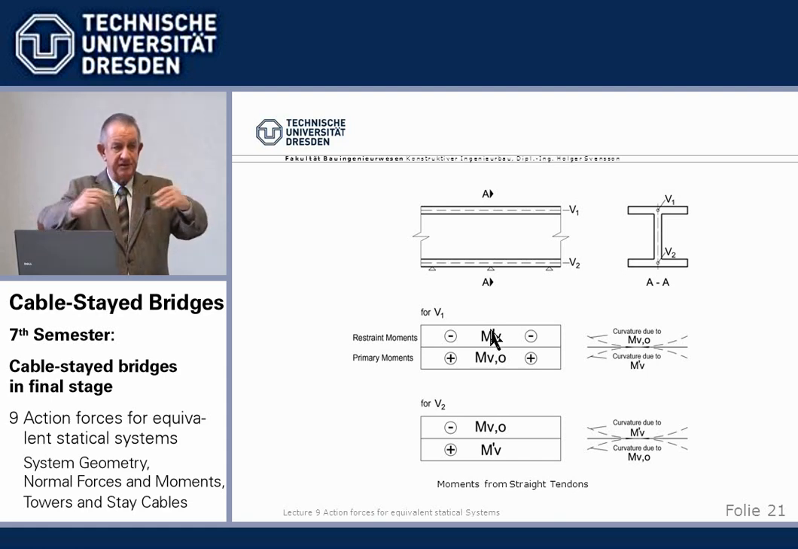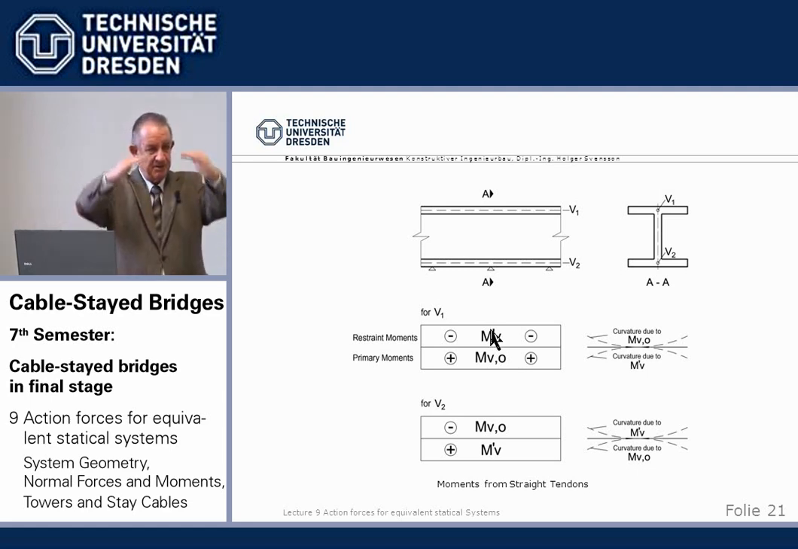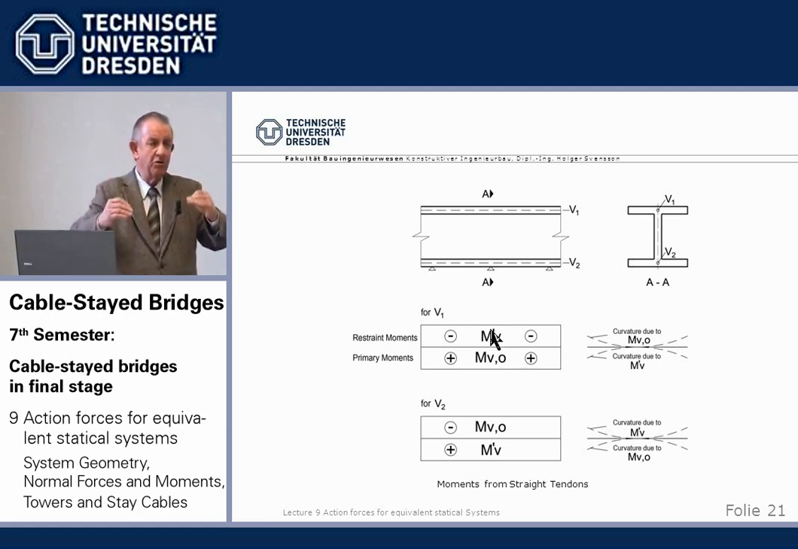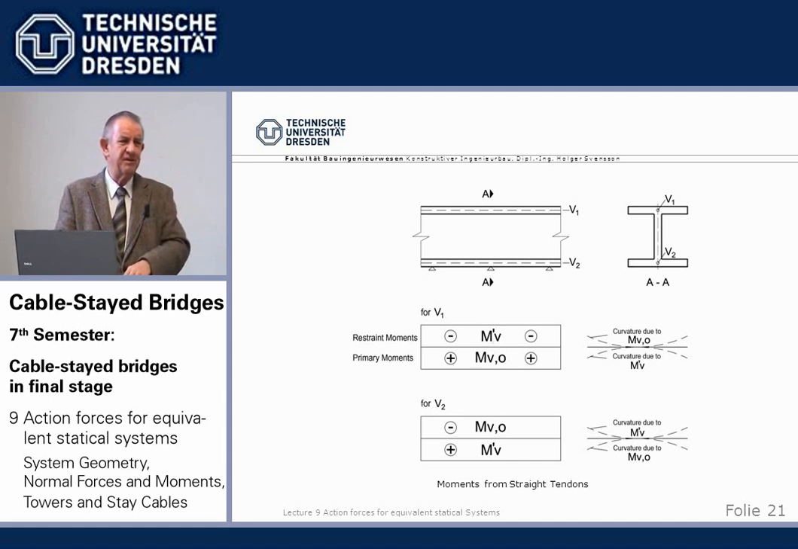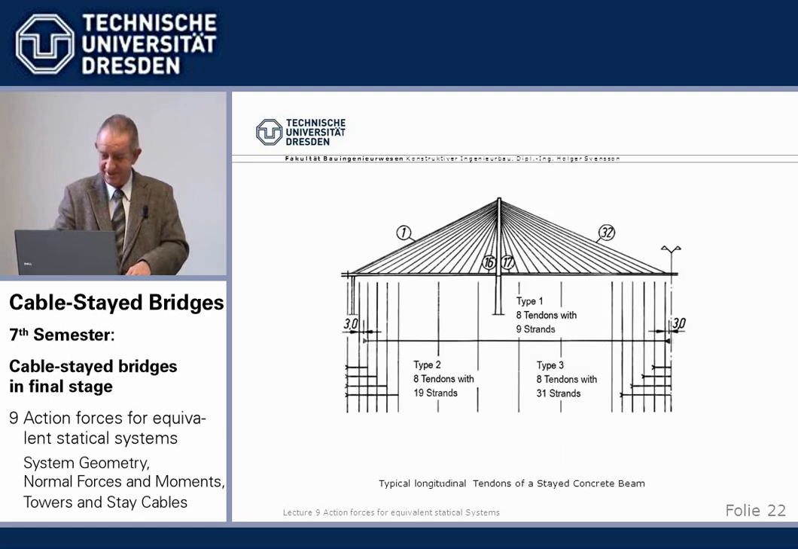So what remains from straight tendons, wherever they are placed in the cross-section, up, down, doesn't matter, the resulting post-tensioning force is only normal force, because the two moments from eccentricity and from restraint exactly balance one another. All these things are, of course, in some detail in the script, so you're most welcome to read it there, but I can't go into all these details here. I just give you an impression and leave you astonished, I hope.